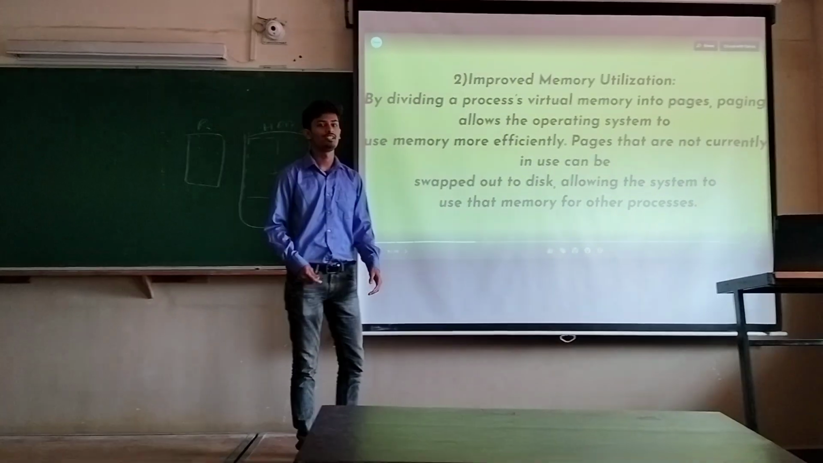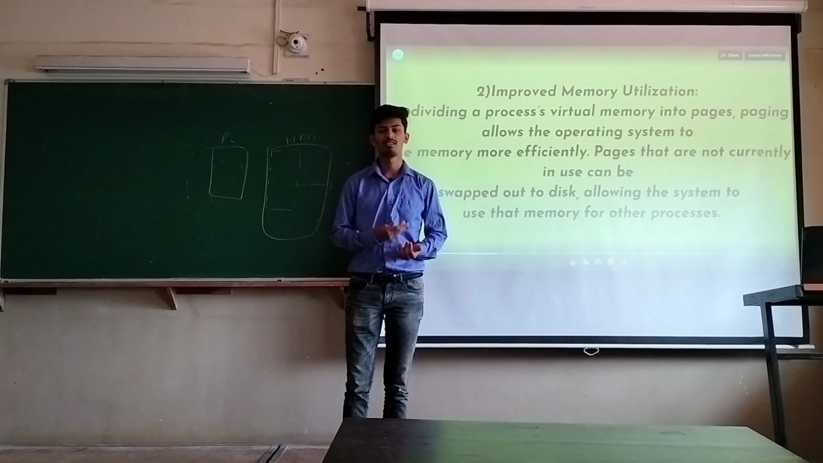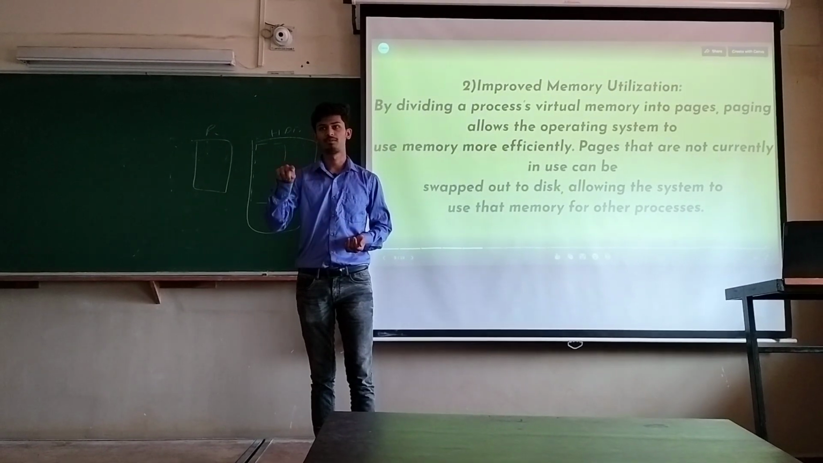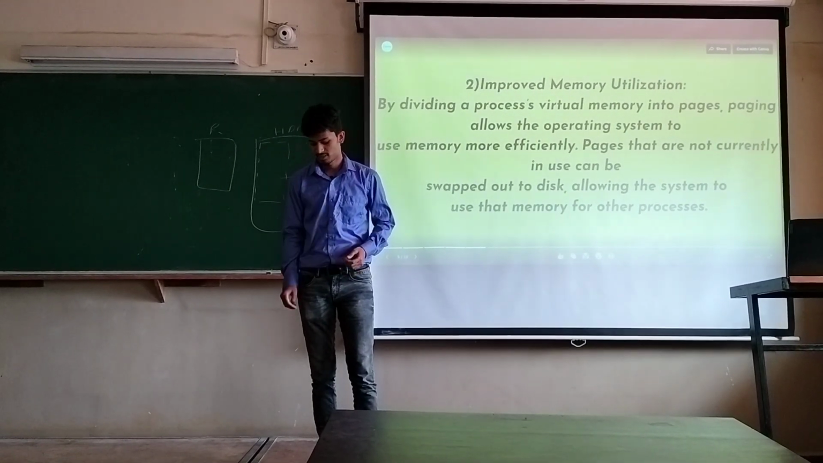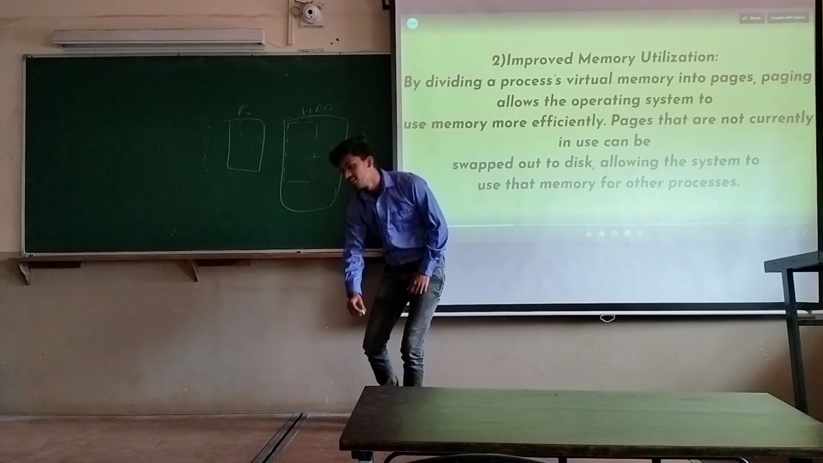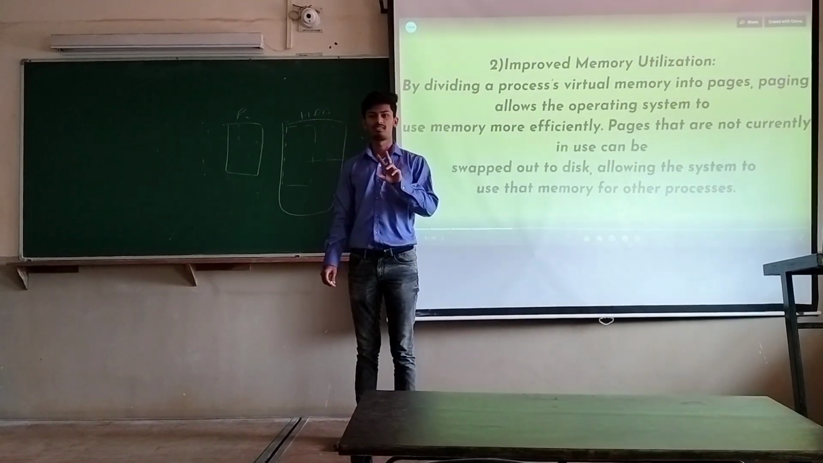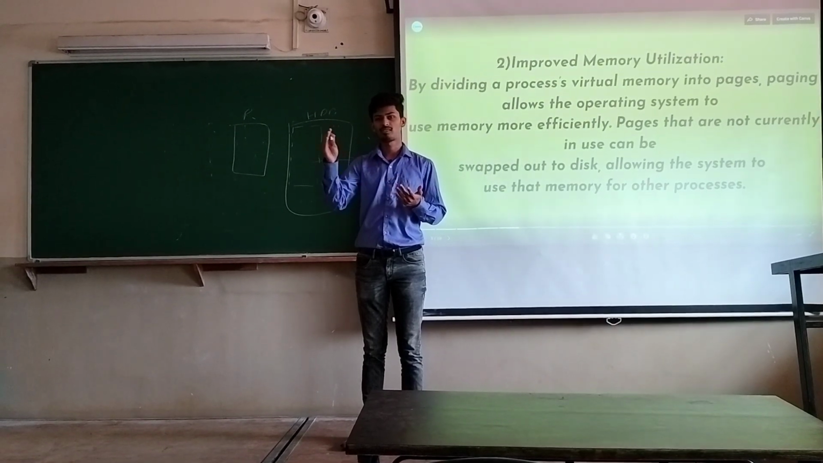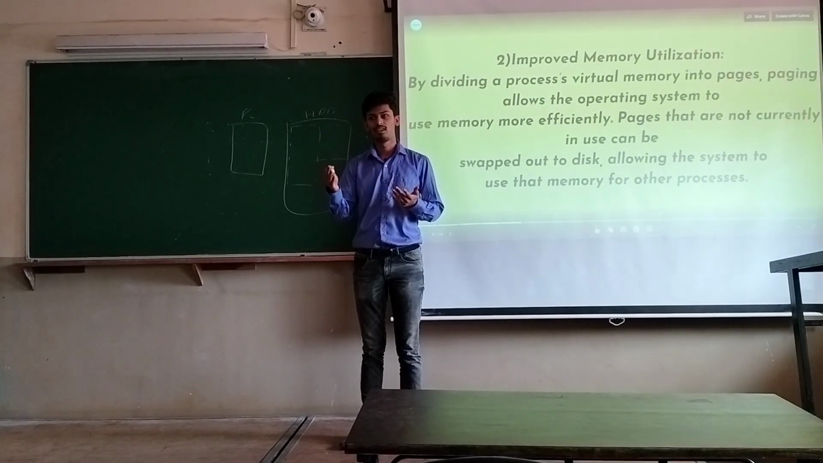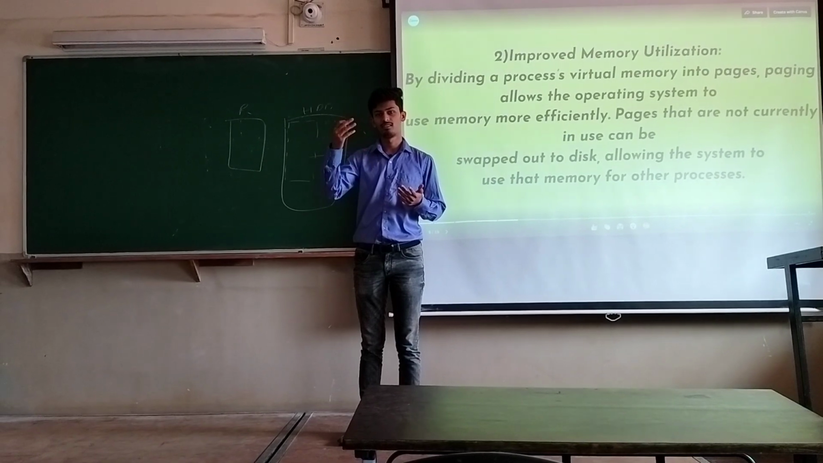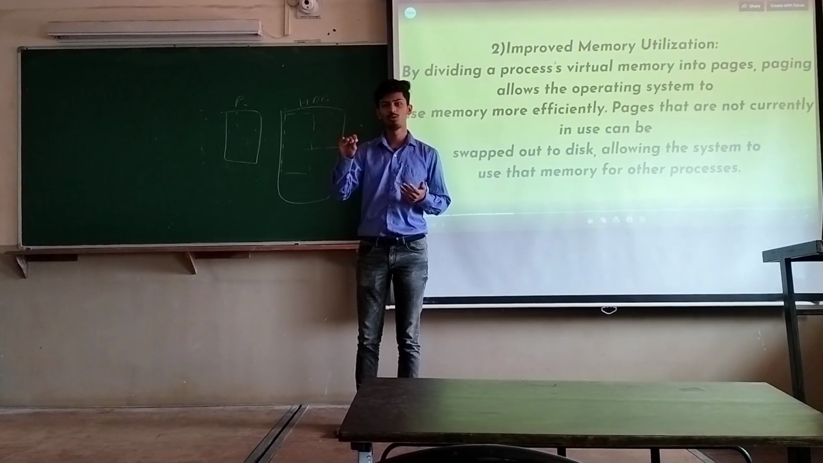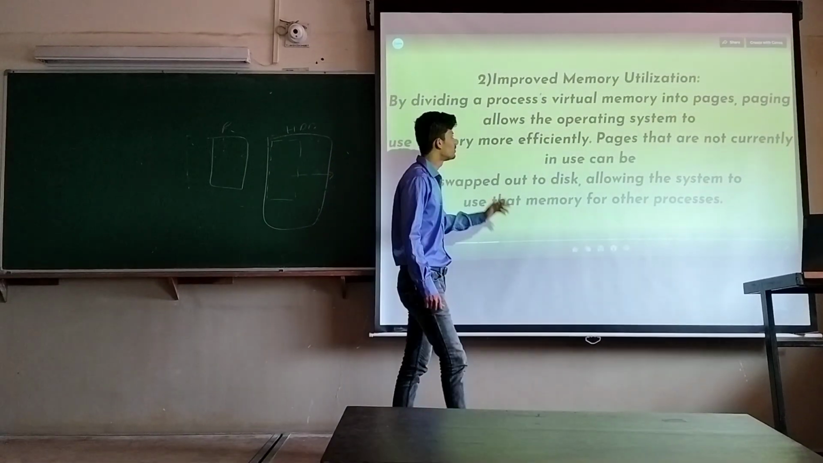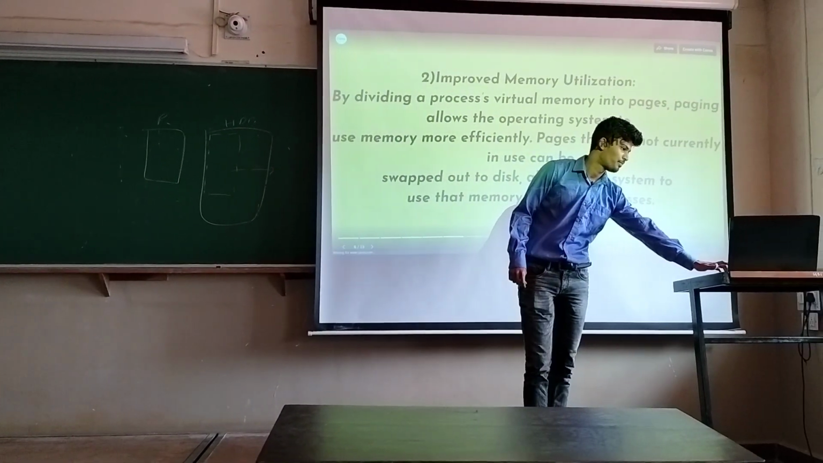And it improves our memory utilization. How does it improve our memory utilization? Consider 10 frames. By 10 frames I mean 10 empty blocks. In those 10 empty blocks, consider two processes, P1 and P2. P1 will be allocated 5 blocks and P2 will be allocated 5 blocks, so that we can run two processes simultaneously. That's how our memory utilization will be improved.